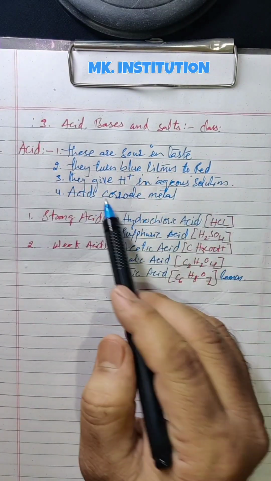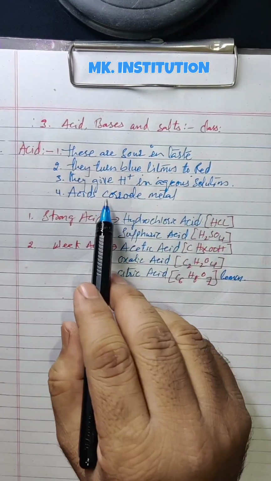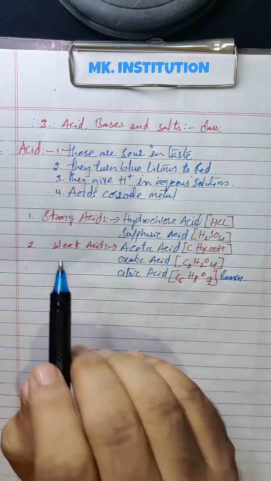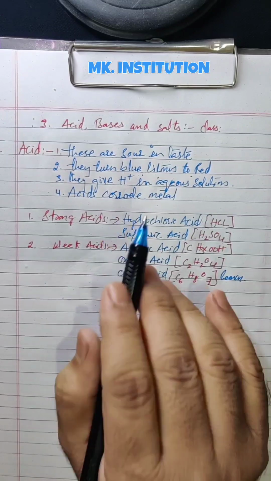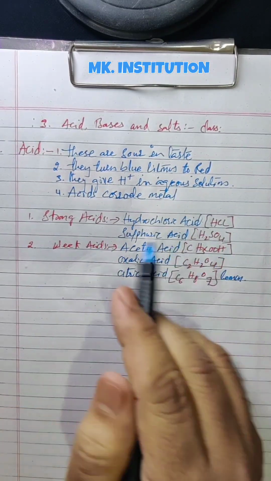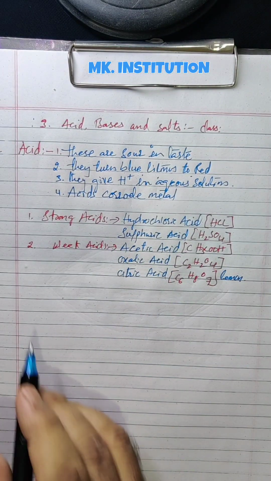Important properties of acid: they are sour in taste. They turn blue litmus to red litmus, and when they mix with an aqueous solution, they produce hydrogen ions. They also corrode metals. Acid corrodes all metals. Corrosive indicates rusting: whenever acid reacts with a metal, rust is produced. Clear? This is our acid.